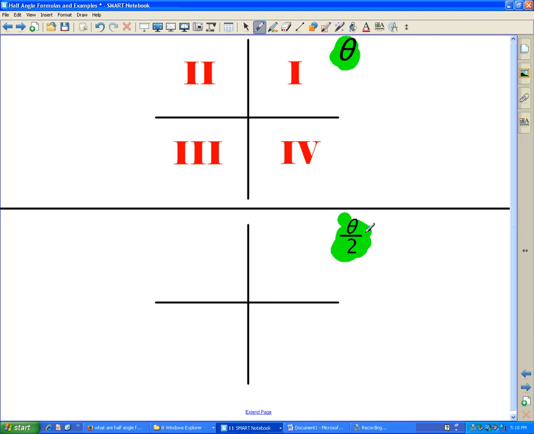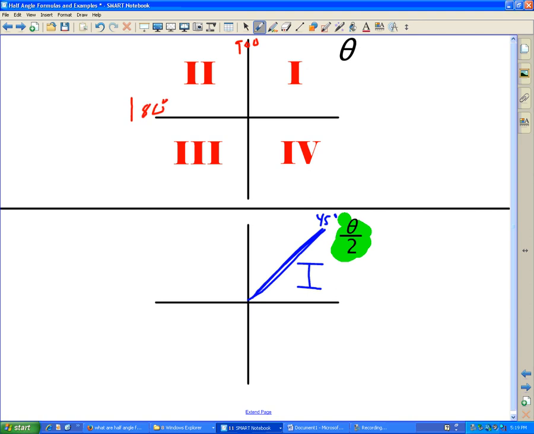So if previously we were going from 0 to 90, and then I divide this angle by 2, what's going to happen? Well, 0 divided by 2 is still 0, but 90 divided by 2 cuts me back to 45. So what this basically means is that if your theta angle is in quadrant 1, then your theta over 2 angle would be in the first half of quadrant 1. It would be between 0 and 45 degrees.